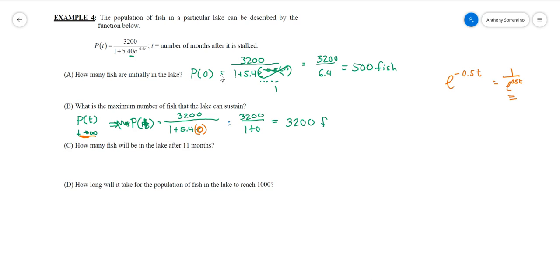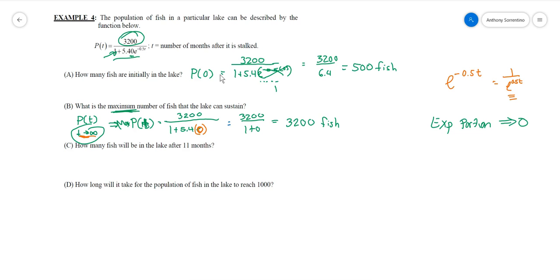Please, please, please do not assume that the number up here is always going to be the maximum number of whatever they're talking about. This function down here doesn't have to have a 1 in this position. So keep that in mind. The other thing you have to remember is if I'm looking for the maximum number, that means t is going to infinity, and the exponential portion will be approaching 0. So I want to take the exponential portion and replace it with a 0. So 5.4 times 0 would be 0, and 1 plus that would be 1. So it works out in that way.